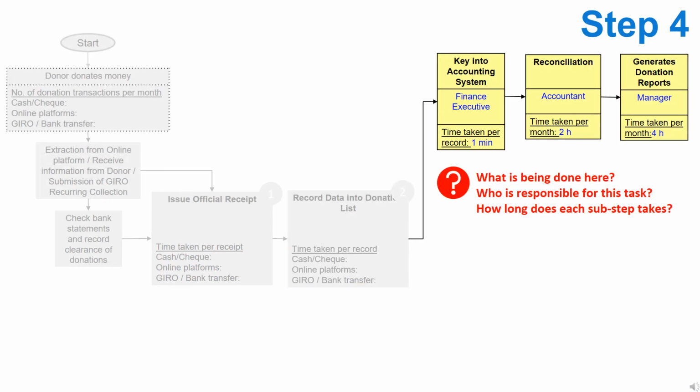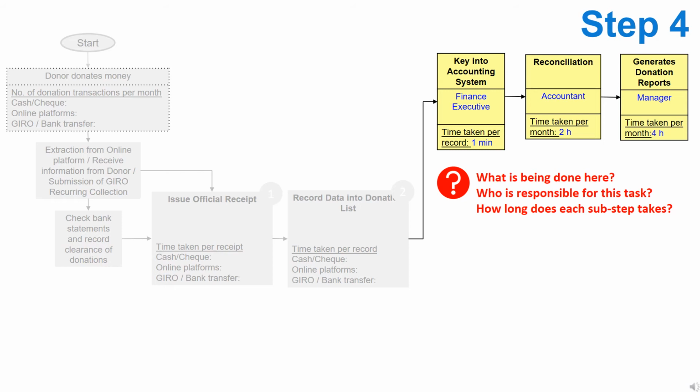You should now be getting the hang of documenting your process. We will move on to the 4th step, recording transactions into your accounting system. This is generally undertaken by a personnel from the accounts team, and constitutes a series of sub-steps. If you are unsure, it is best to check with the accounts staff who is responsible.